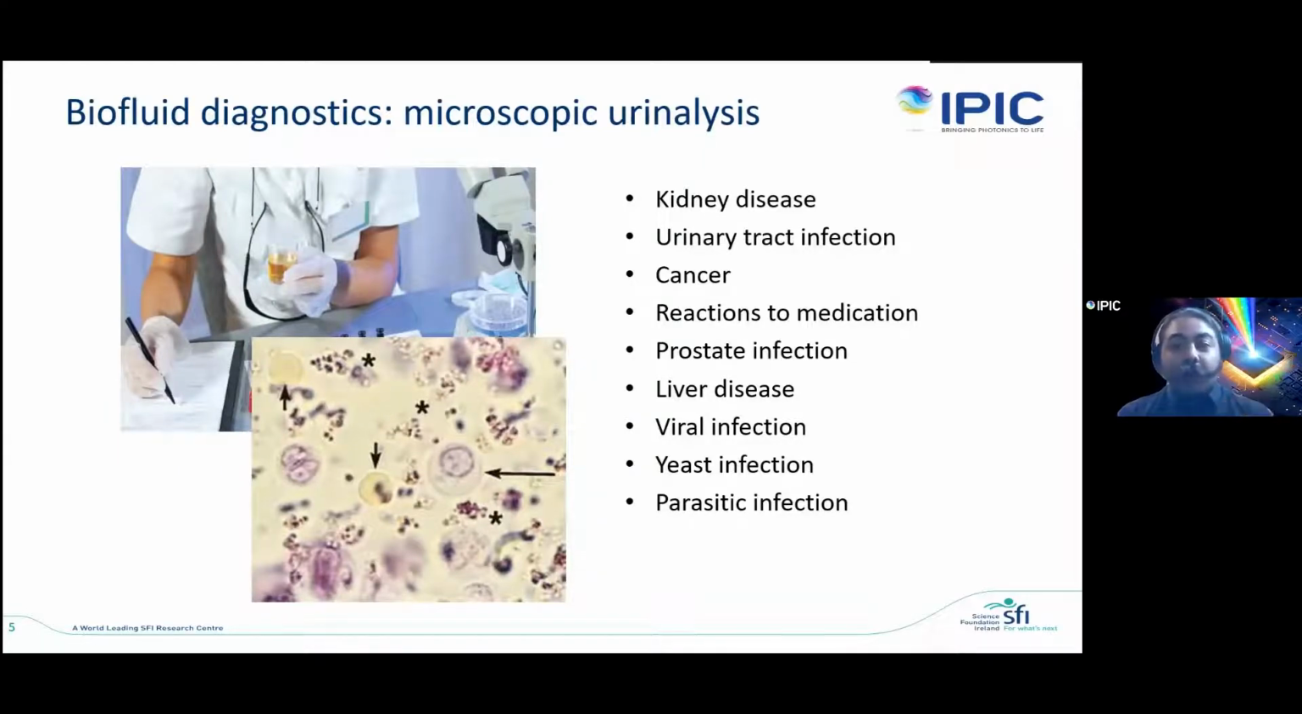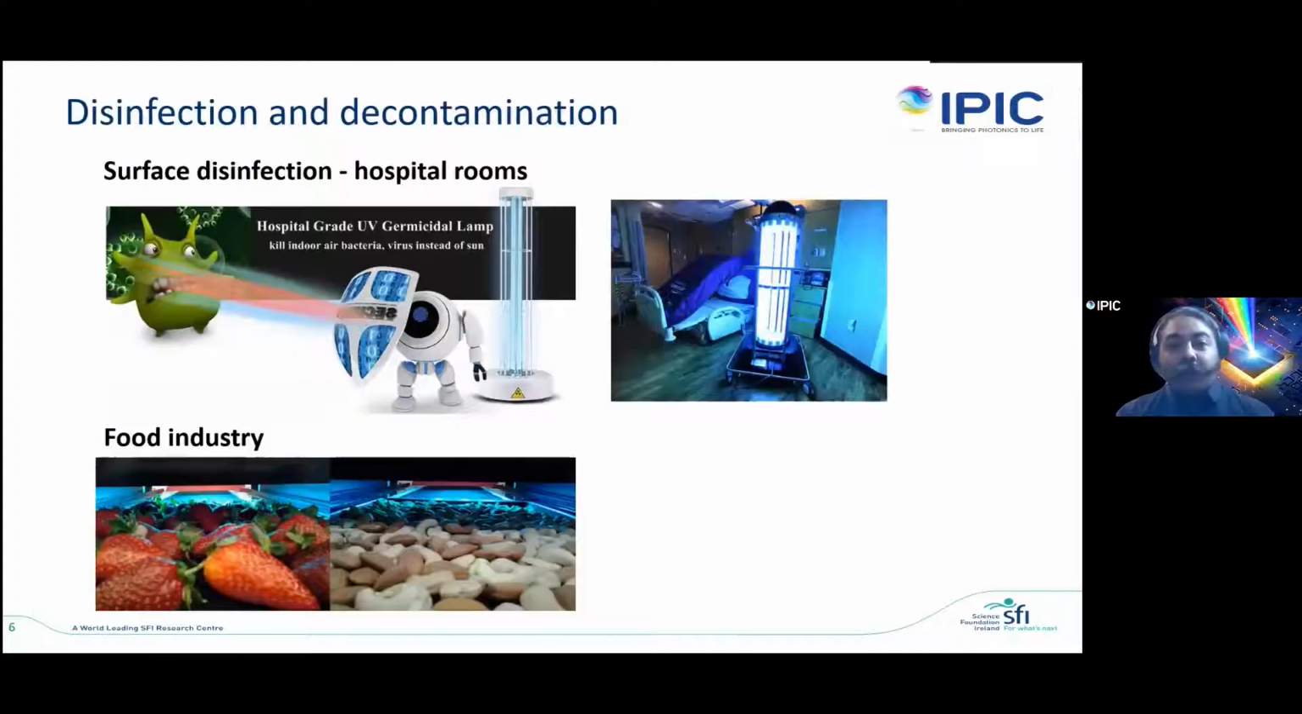Now, if you want to get rid of infections, if you want to disinfect and decontaminate surfaces, you would use ultraviolet light. And this technology has been used in hospital rooms for several decades already. It is also used in the food industry to decontaminate the surface of food, which would be a nightmare to clean, right? Disinfection and decontamination technology has been booming since the pandemic.